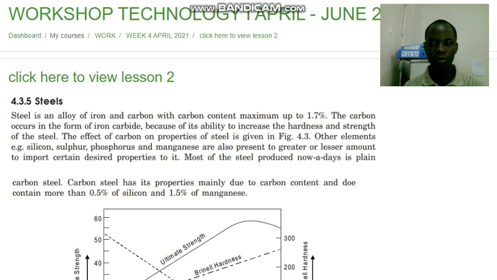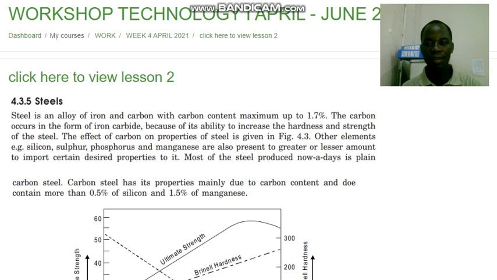We are still continuing with types of material, and today we would like to discuss steels. Steel is an alloy of carbon and iron, and the percentage of carbon goes up to a maximum of 1.7%. The carbon occurs in the form of iron carbide because of its ability to increase the hardness and strength of the steel.